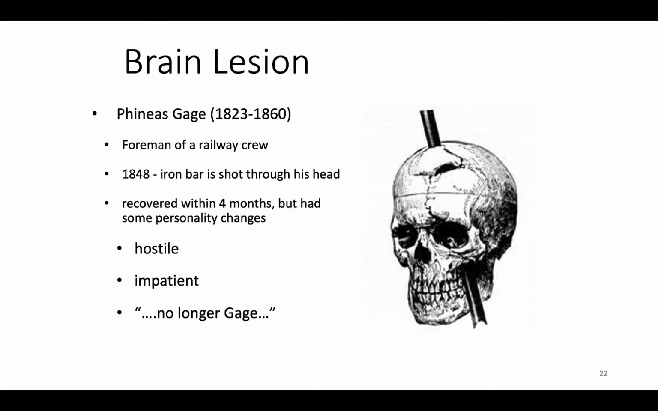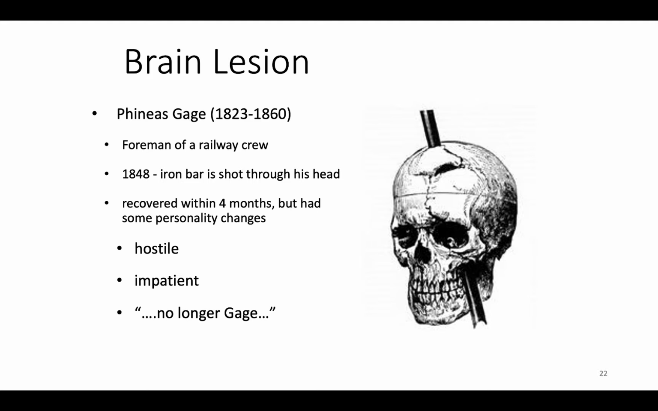Let's look at brain lesion. There is a person whose name is Phineas Gage. And this person worked in a railroad company. When he worked, there was an accident, and an iron bar penetrated through his brain. Fortunately, he recovered within 4 months, but had some personality changes.